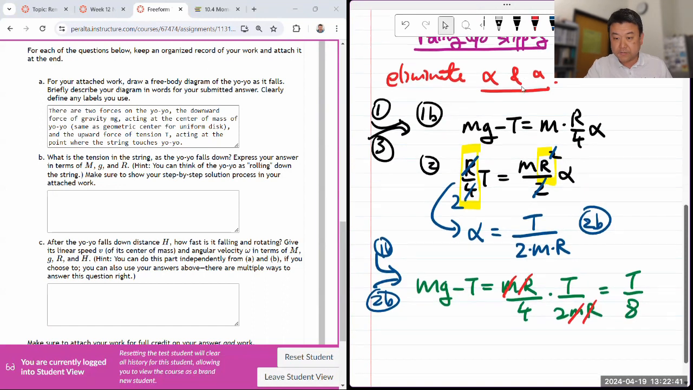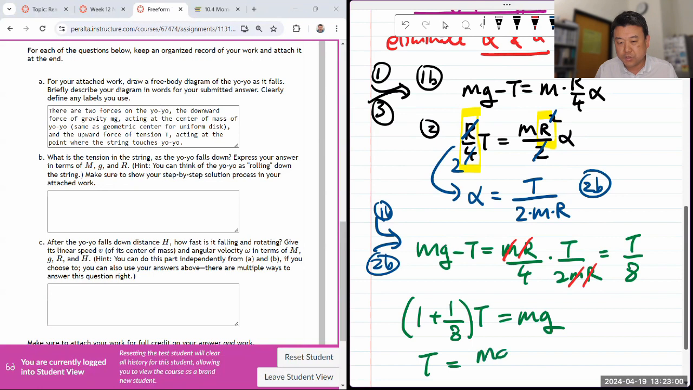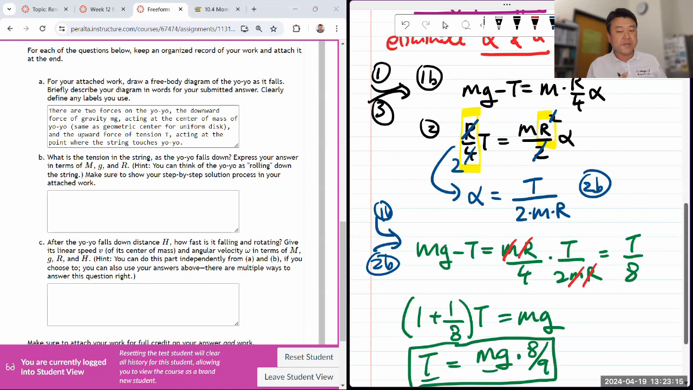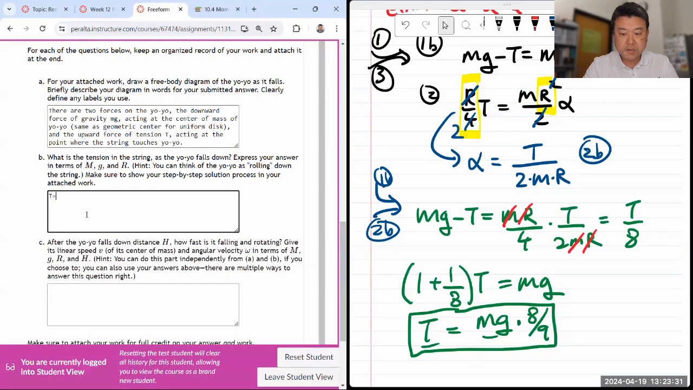Okay, then let me collect the like terms. I move this minus T over. So on the right hand side, which I'm going to write on the left, I have 1 plus 1 over 8 times T. On the left hand side, which I'm going to write on the right, is equal to mg. Now I can solve for T is equal to mg divided by that, which, doing the fraction simplification in my head, is 8 over 9. So T is equal to 8 over 9 mg. That feels right, at least that's the correct unit. And one thing that makes me feel comfortable is if the yo-yo wasn't falling down, T would be equal to mg. The yo-yo is accelerating down, so T is slightly less than mg. I think that makes sense to me. So the tension in the string is going to be equal to m times g times 8 divided by 9.